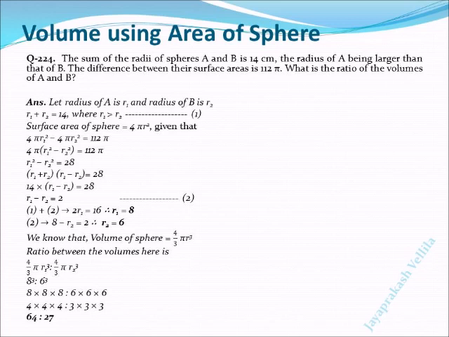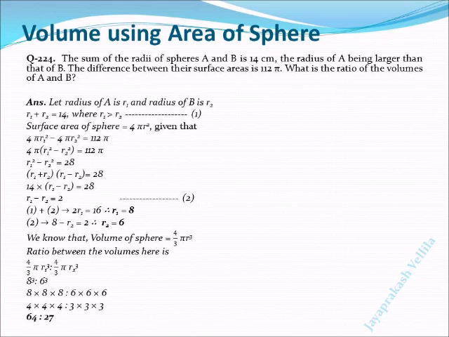4 pi is common, so we can write as 4 pi into r1 square minus r2 square equal to 112 pi. On both sides of the equation there is a pi, we can cancel it. Next, r1 square minus r2 square equal to 112 divided by 4. Dividing by 4 on both sides, left side 4 becomes 1 and right side it is 112 by 4, which is equal to 28. Therefore, r1 square minus r2 square is equal to 28.